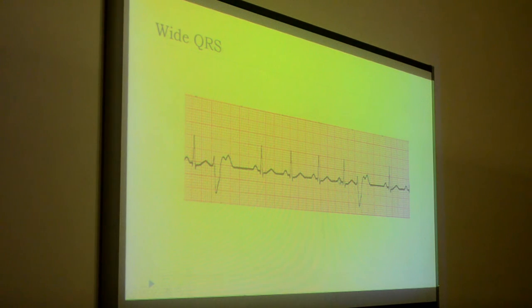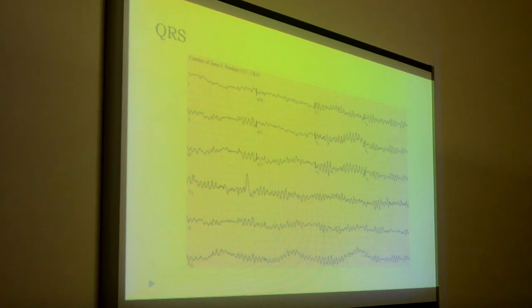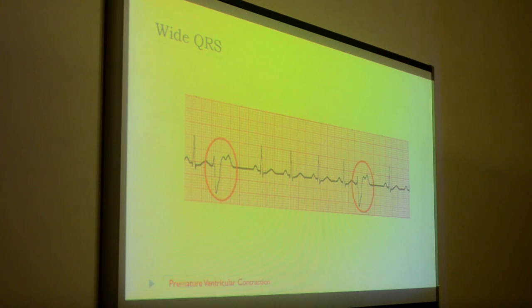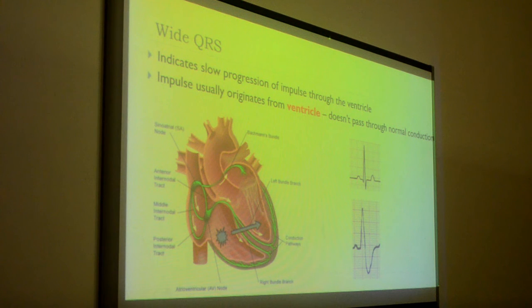Why is it inverted? Let me find a heart. Let's say normally the impulse comes like this, correct? And it will go this way. What if the impulse starts here and goes this way? But it's not starting like that in the rest of the beats, if you look at the rest of the beats.